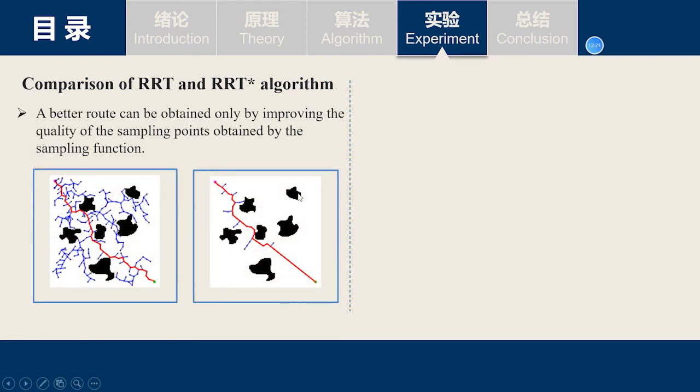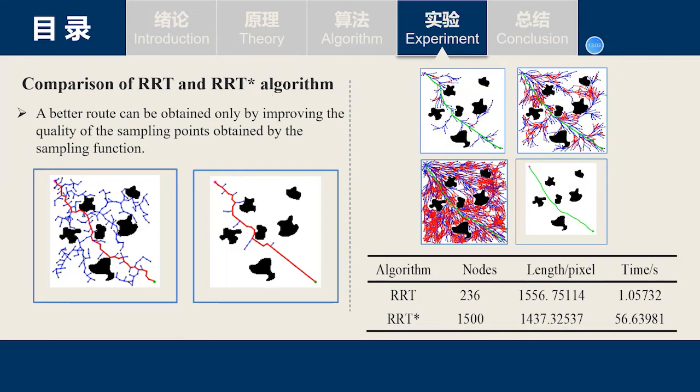A better route can be obtained only by improving the quality of the sampling points obtained by the sampling function. The blue line in the figure represents the route when the new route is generated. The red line represents the updated branch. The figure shows the progressive process. As the number of iterations increases, the number of nodes continues to expand. The distance of the planned path is continuously shortened, and the route is smoother.